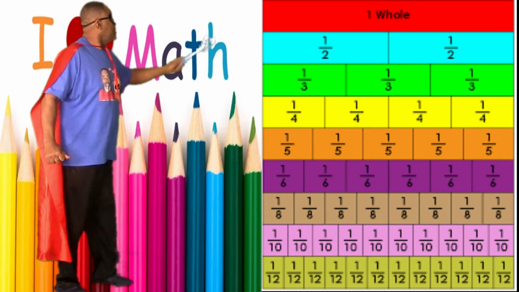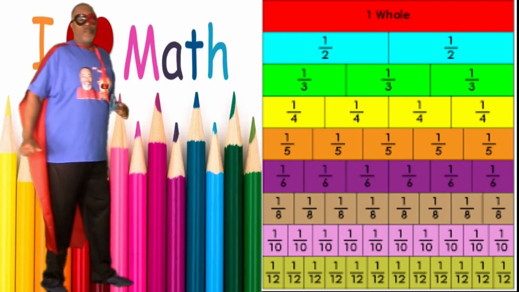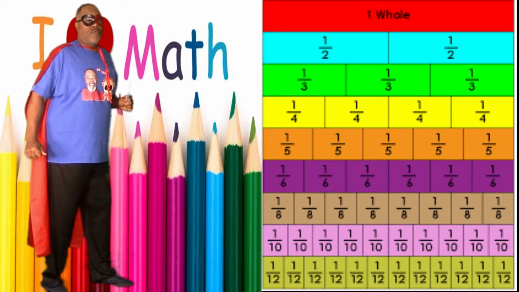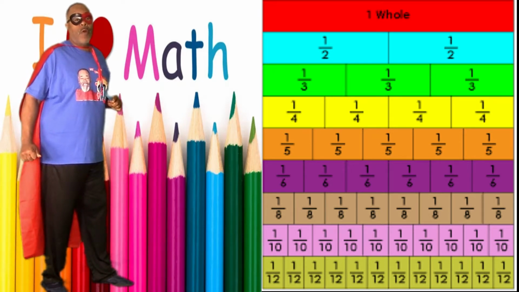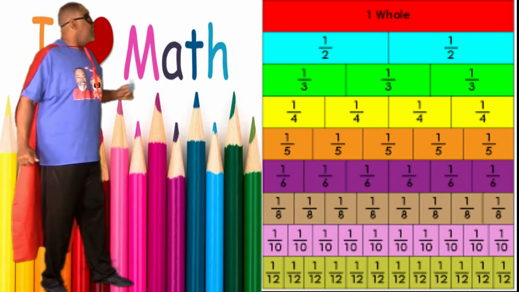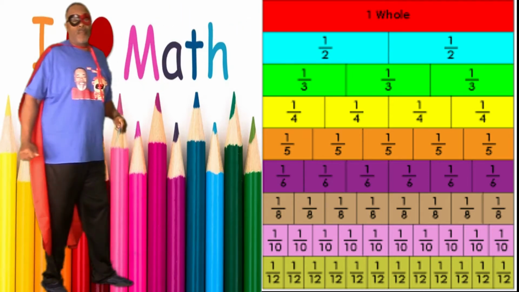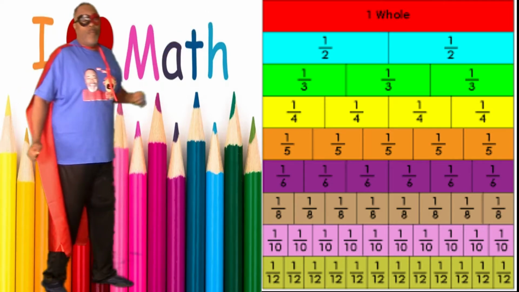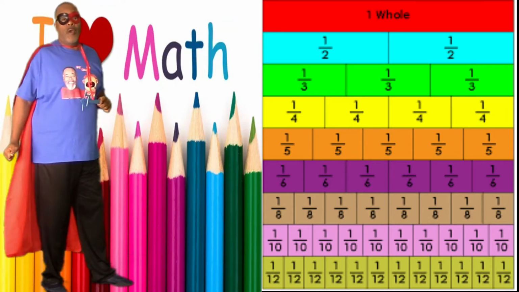Now, if you notice up here, it has one whole, which is a unit. In fact, all of these fractions relate to the one whole, okay? And what color is the one whole? That's right, it is red. And as you look at the one whole, it has not been cut. Just like a pizza. When they take the pizza out, it's one whole pizza. It has not been cut. So here's an example of one whole.